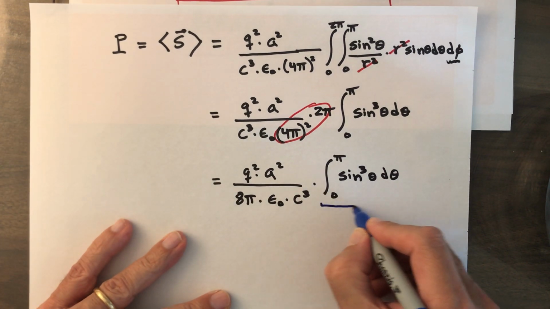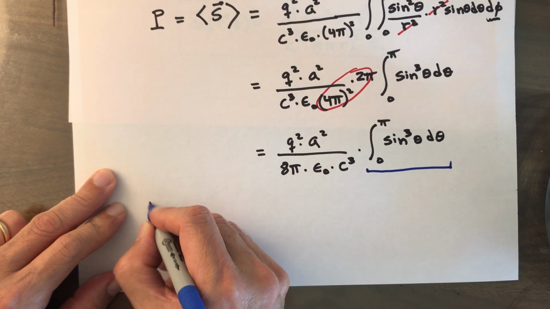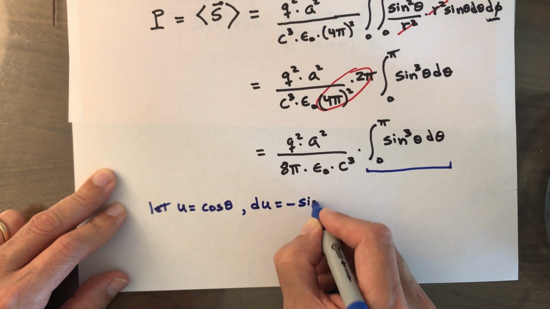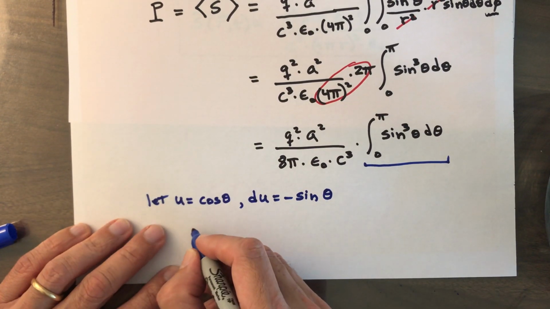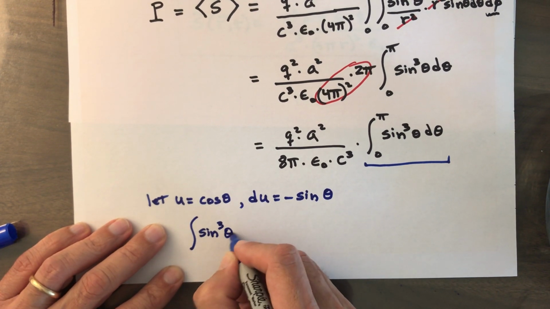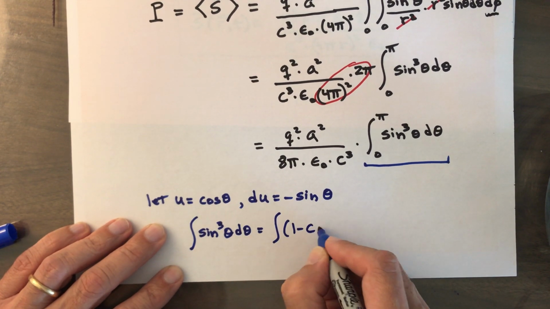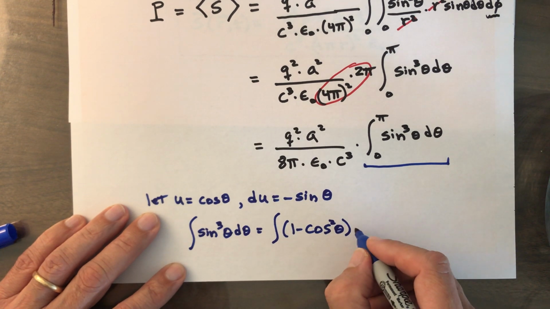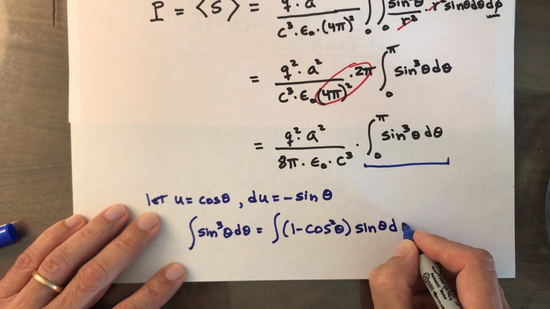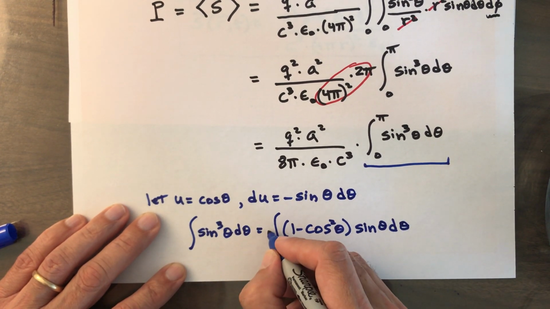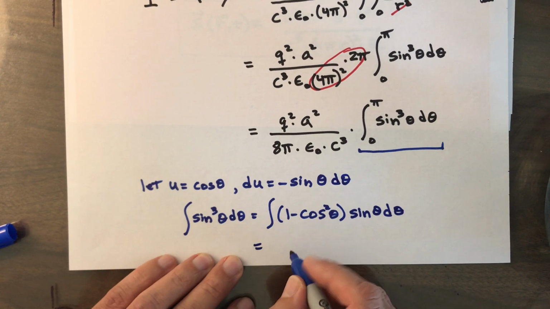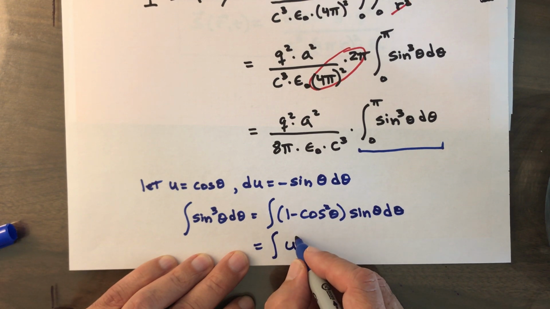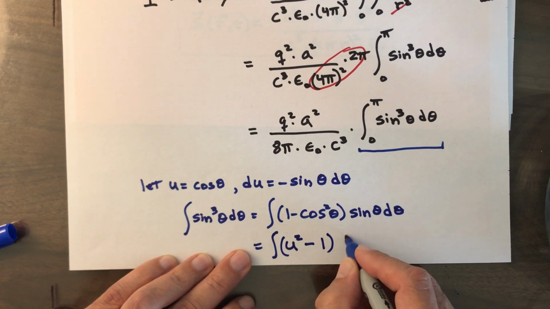Now, we want to go ahead and evaluate that integral. So we use u substitution. Let u equal cosine of theta. That implies that du equals minus sine of theta d theta. And then we evaluate that integral by saying sine cubed theta d theta equals 1 minus cosine squared theta times sine theta d theta. And that now, using our u substitution, can become, a negative sign comes in here, so we put the first term in the front, u squared minus 1 du.